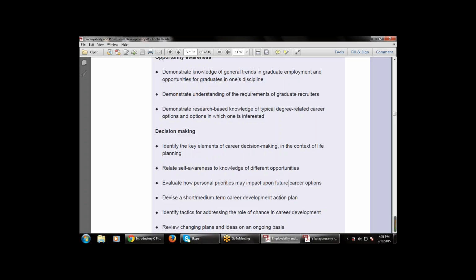The next is to devise a short and medium term career development action plan. That is also based on decision making. Then identify the tactics for addressing the role of chance in career development. That is, identify the tactics used for addressing the role of chance in career development.